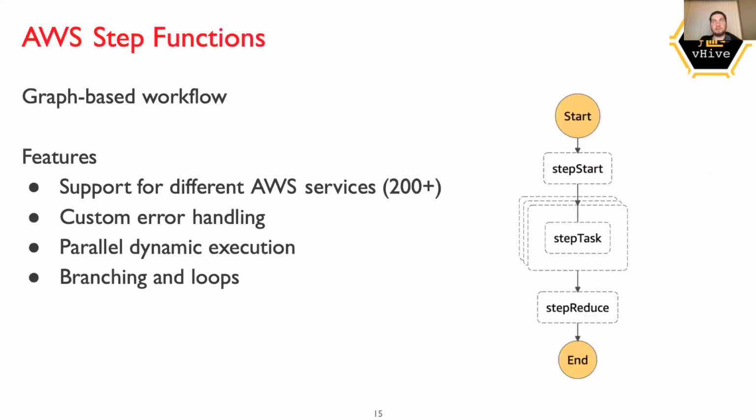So, to take a closer look at AWS Step Functions, it is basically an orchestrator implemented by AWS. It has graph-based workflows, and it acts basically as glue between different AWS services and has support for a lot of them. It has custom error handling, as I mentioned before. And one interesting thing it has is parallel dynamic execution, meaning that, let's say we have a workflow, and step start can generate an arbitrary number of tasks, let's say 20, and step task will process all these 20 tasks in parallel, and step reduce will wait for all of them to complete and will gather the results. Along with that, it will have logic for branchings and loops as well.